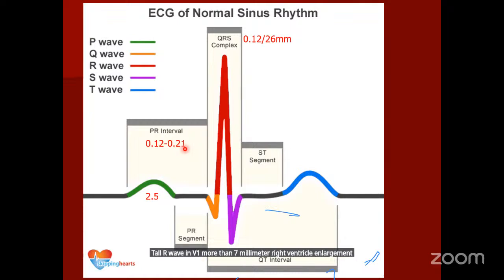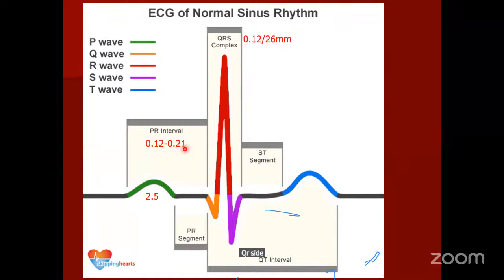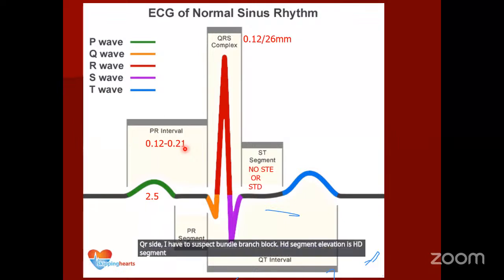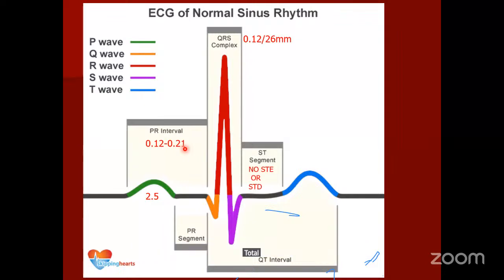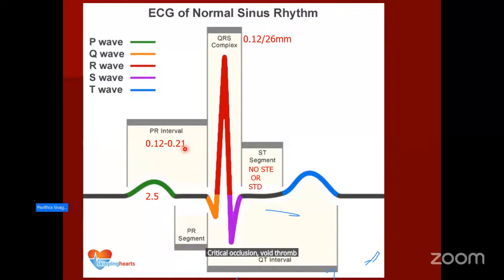Whenever my QRS is more than 0.08 seconds, QRS wide, I have to suspect bundle branch block. ST segment elevation is acute occlusion, total occlusion, red thrombus. ST elevation, I have to thrombolize. Whenever there is ST segment depression, it is acute occlusion, critical occlusion, white thrombus, I will not thrombolize.